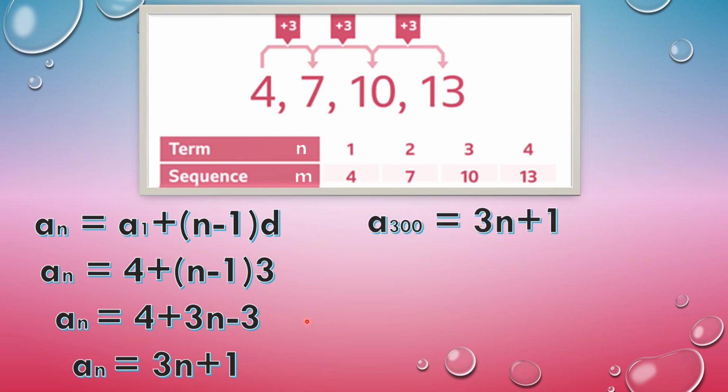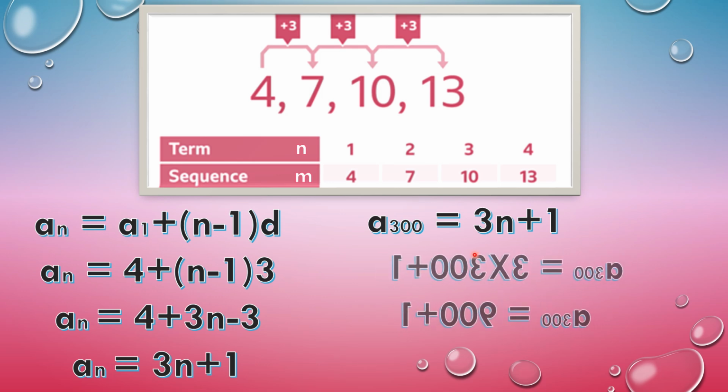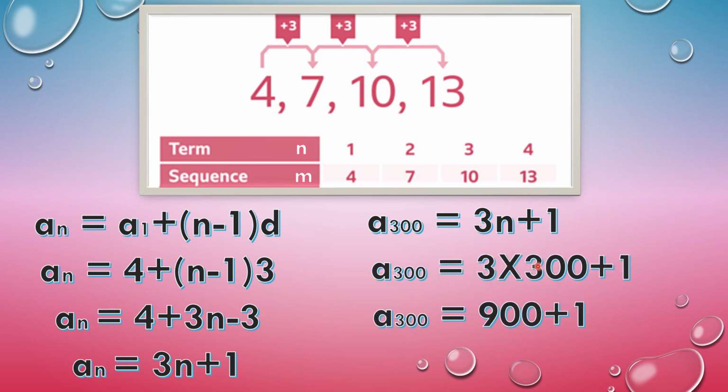Now let's find it for the 300th term. a300 means 300th term equals 3n plus 1. This is the formula we made in part 2. Now by putting values, 3 into 300, which is n, plus 1. 3 into 300 is 900, and 900 plus 1 will give you 901. So in the 300th term of this pattern there will be 901 matchsticks.